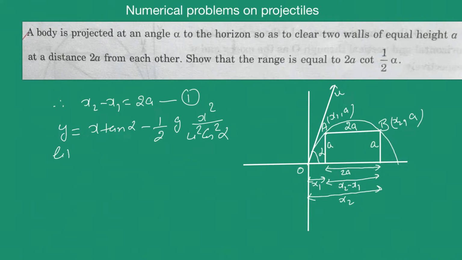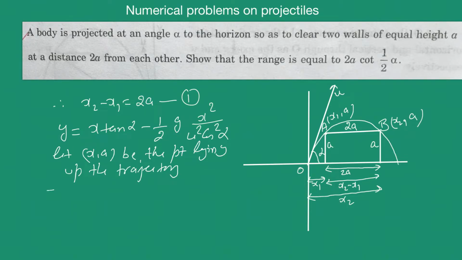Let x comma a be the point lying upon the trajectory. So this implies that it will satisfy its equation. So I am going to write a is equal to x tan alpha minus 1 by 2 g x square by u square cos square alpha.